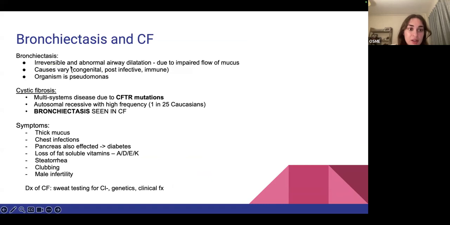So bronchiectasis is irreversible and abnormal airway dilation, and it's because there's impaired flow of mucus. The causes of bronchiectasis are variable, and if they tend to get infections, they'll have this very foul smelling sputum, and that's because they tend to get Pseudomonas infections.